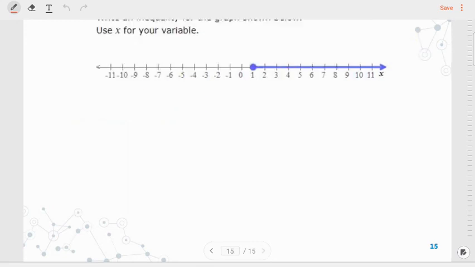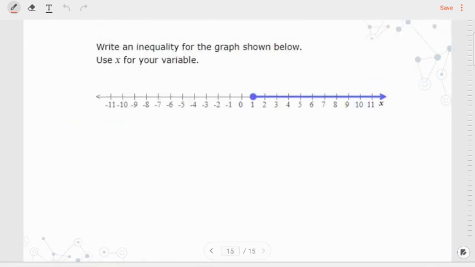Okay, take a second and try this last one on your own. See if you got it. All right, let's test it. My variable is x. All the numbers are greater than, going to the right. They're bigger than my limit, and it's equal to 1 as well. So I'm going to put x is greater than or equal to 1.